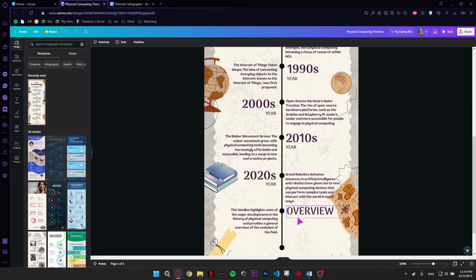So with the overview, this timeline highlights some of the major developments in the history of physical computing and provides a general overview of the evolution of the field.